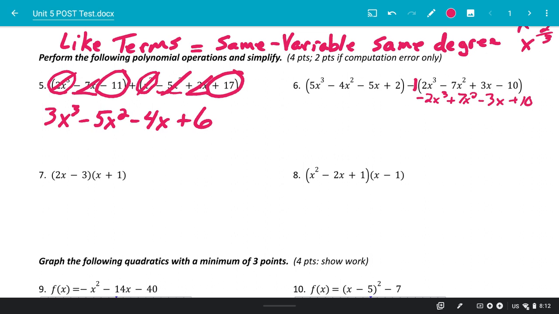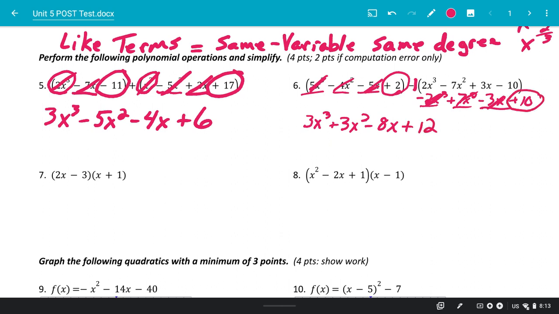Okay, so now let's put that together, our like terms. I got a cubed and a cube. 5 minus 2 is 3x cubed. Done. I got a squared and a squared. Negative 4 plus 7 is 3x squared. Done. And done. I have now an x and an x. Negative 5 minus 3 is a negative 8. And then finally I have my constants. 2 and 10 is 12.